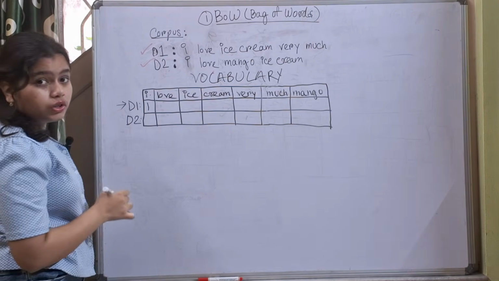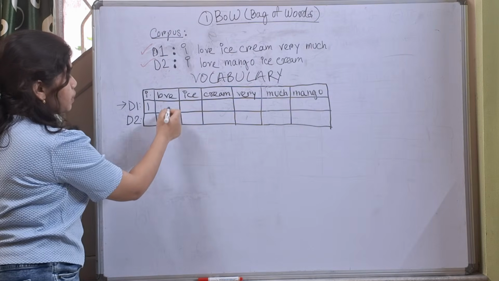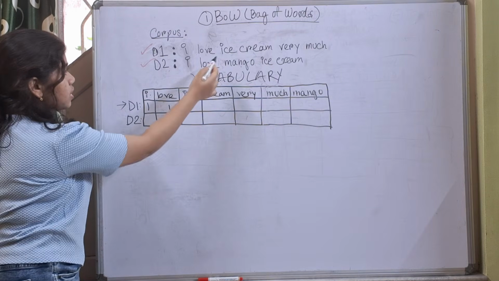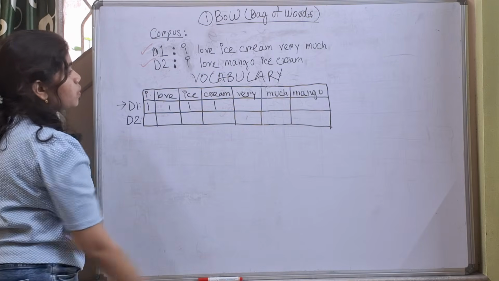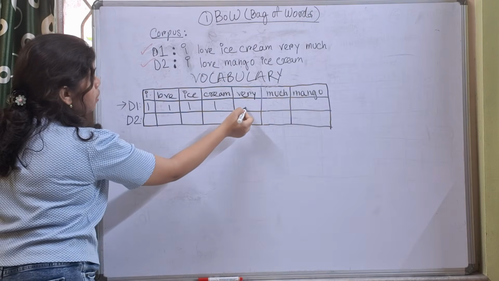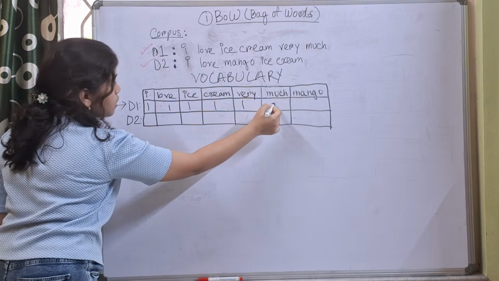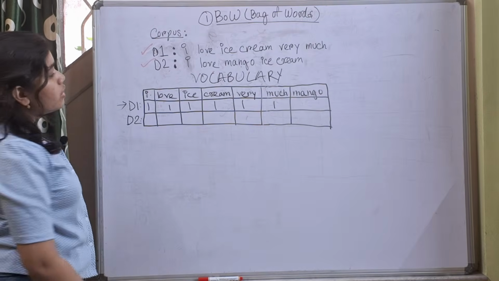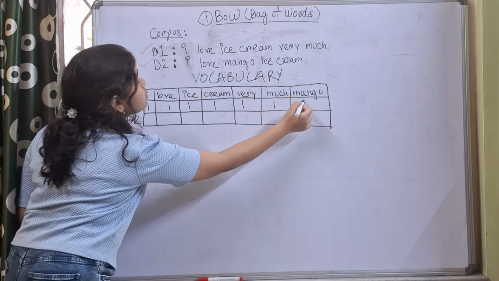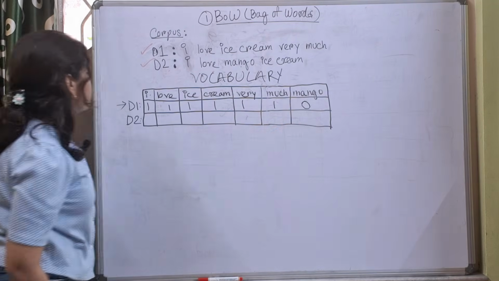First we are going to focus on document 1. Love occurs one time in document 1. Ice occurs one time in document 1. Cream also occurs one time in document 1. Very occurs one time in document 1. Much also occurs one time. Mango, do you find mango in document 1? No, right? So mango has 0 frequency in document 1.